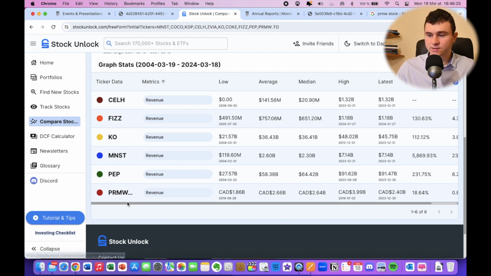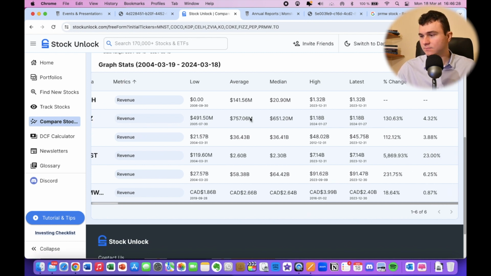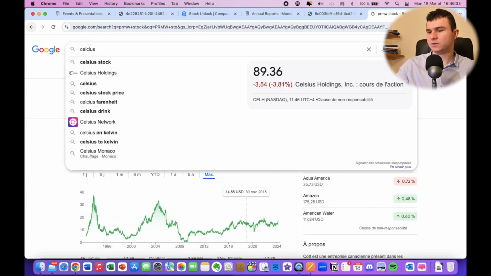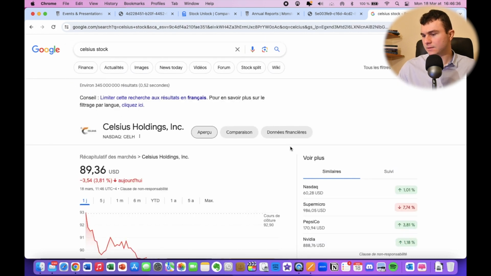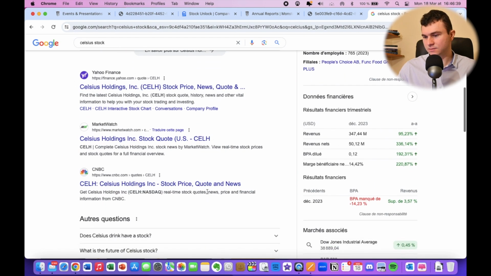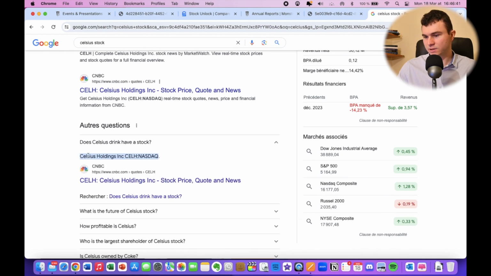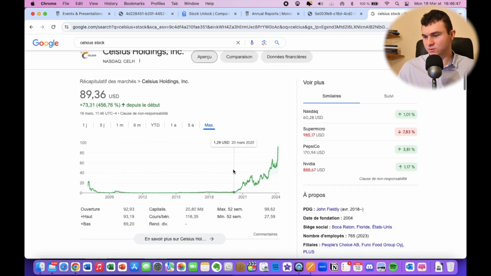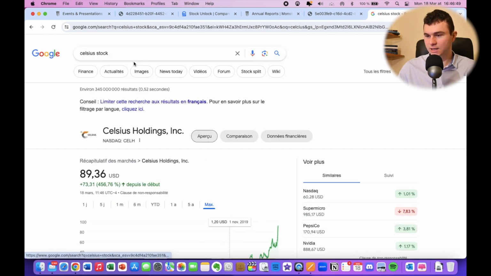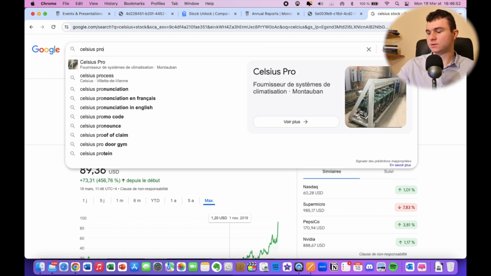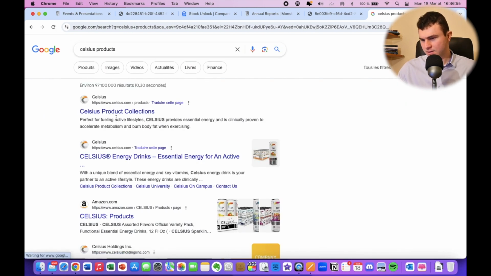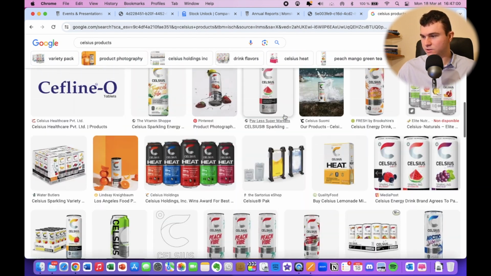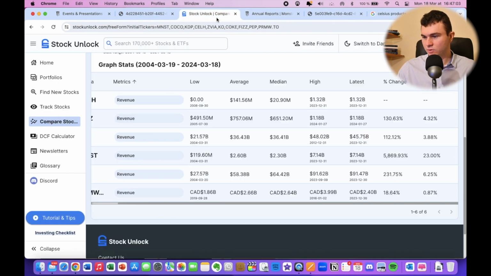For the first one, Celsius, let me check here how it is written. Celsius stock. It's a company that sells drink products. That's the stock price. Also a wonderful chart. Celsius products. Let's see what we have here. Images. Okay. Soft drink. Energy drink. Okay.